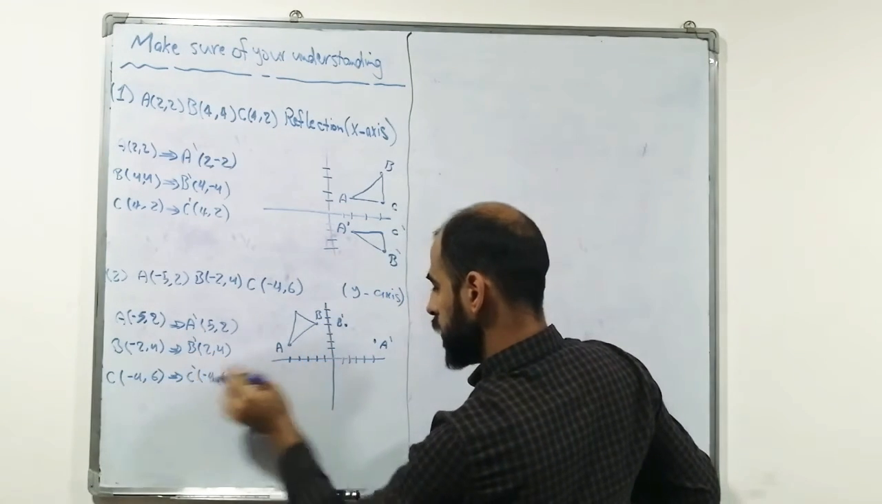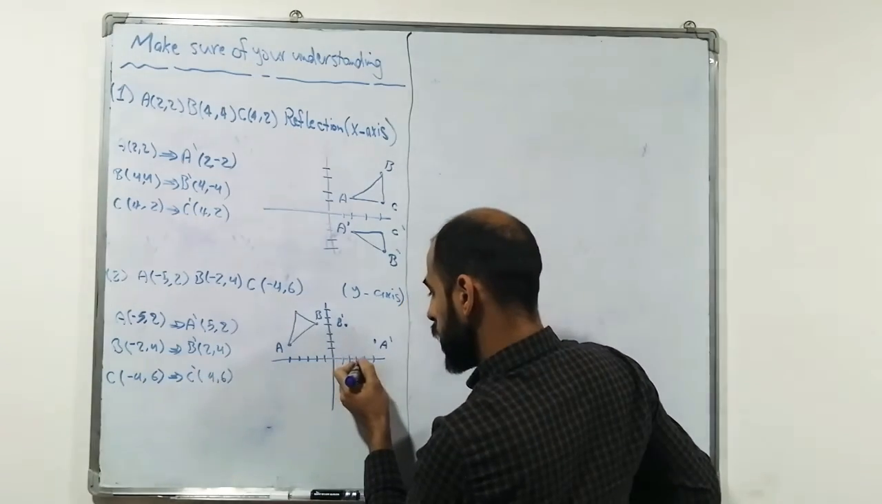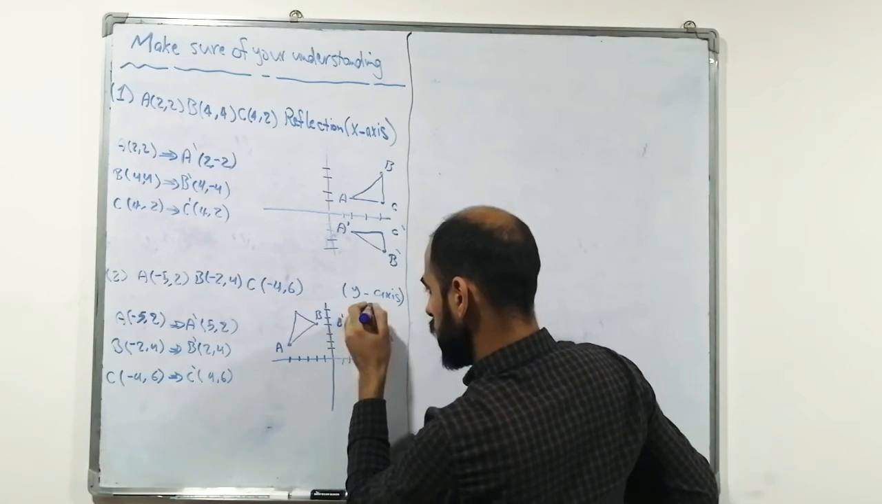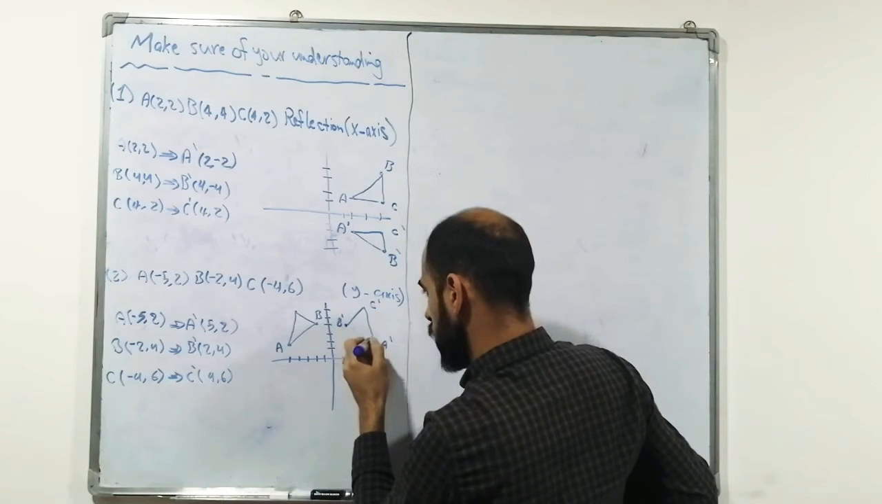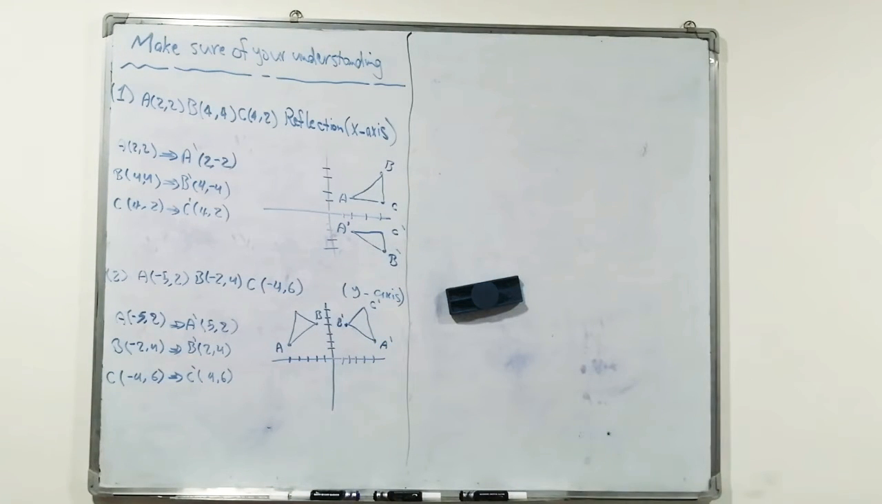And C is minus, we change the sign, 4 6. C dash. This is the reflection of the figure around the x-axis. By the same way exactly we solve question number 3.